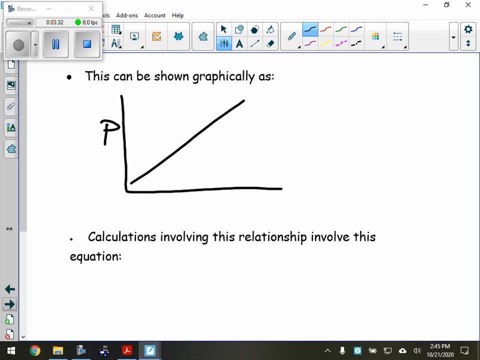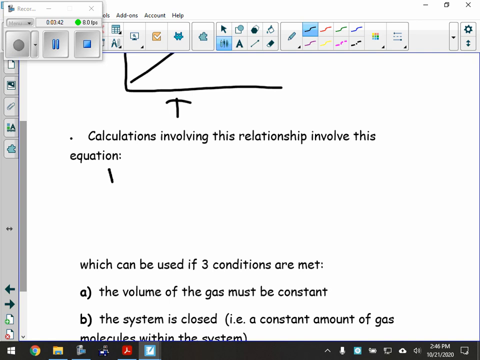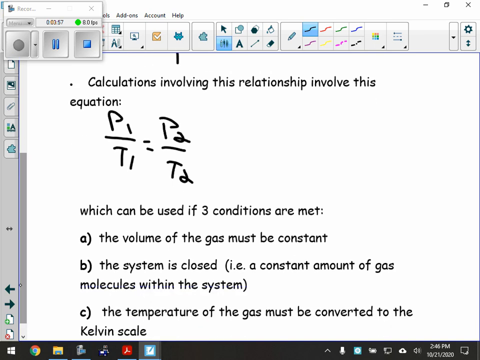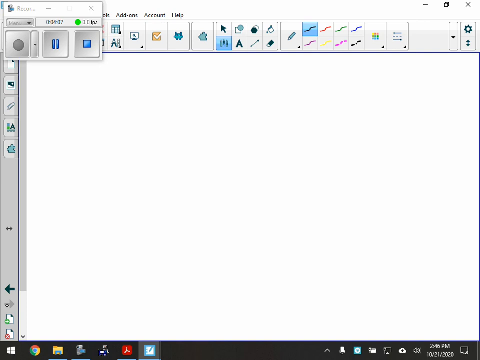This looks like this, pressure and temperature, and it's a direct proportion again here. Calculations that involve this, I don't know if you have this or not, but it's P1 over T1 equals P2 over T2. And again, you'll notice temperature is on the bottom. In this formula, temperature has to be in Kelvin. Volume has to be the same, and it has to be a closed system. And that is Gay-Lussac's law. Good? And that's all we're going to talk about there.